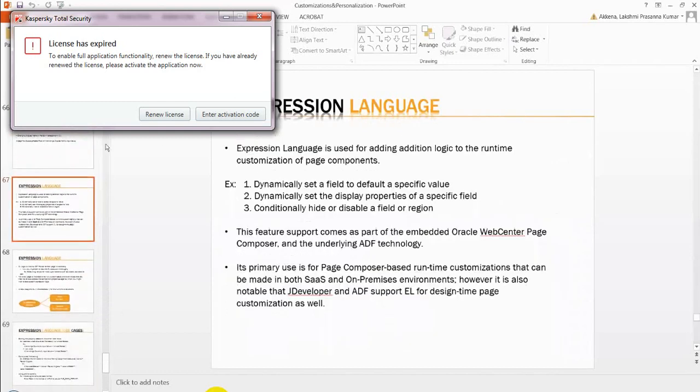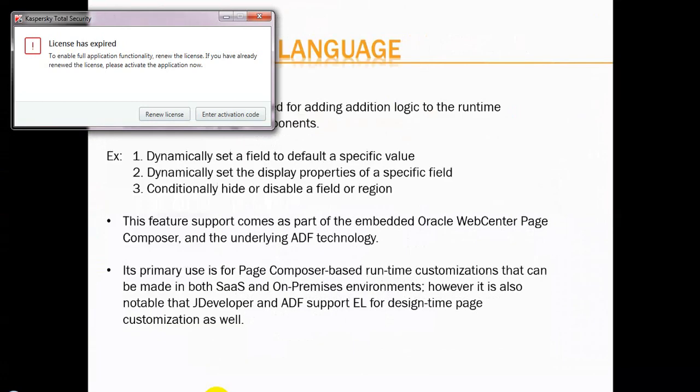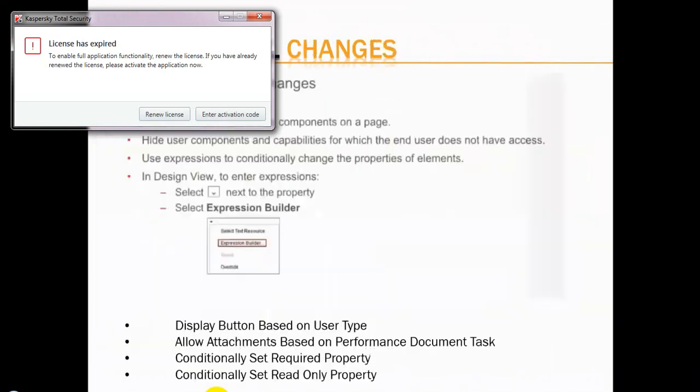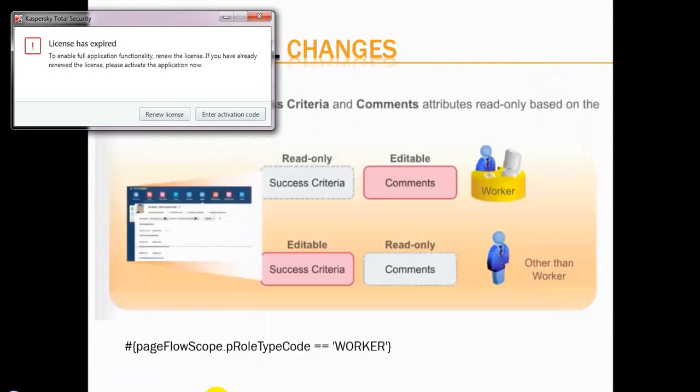So expression languages. Why do we need expression language? What is the importance of it? Think of a different scenario, which I will explain here. There is a page, performance evaluation, the appraisal system. In the appraisal system, basically we have two fields called success criteria and comments. Two sections are there.